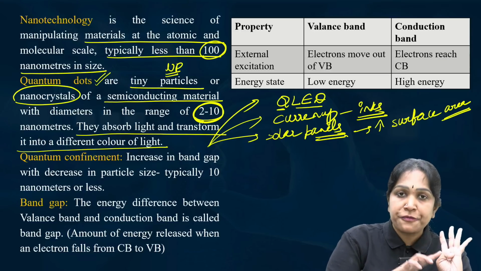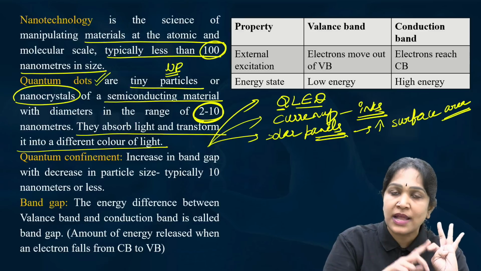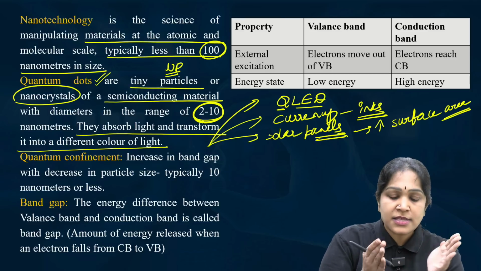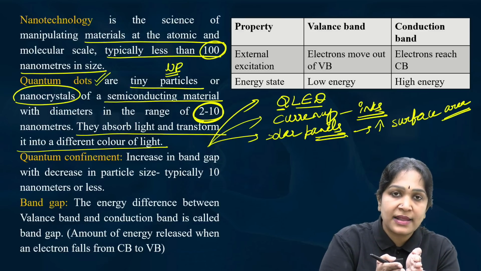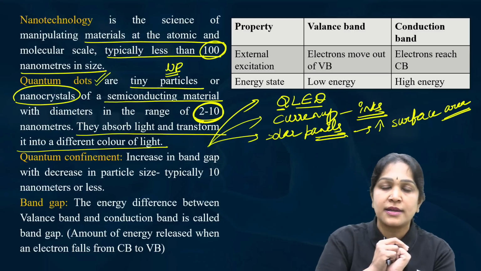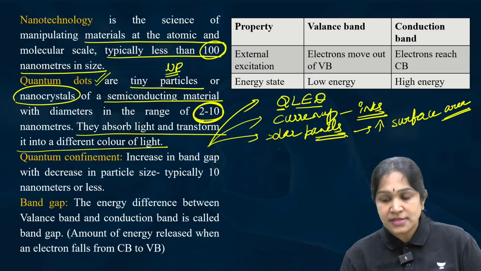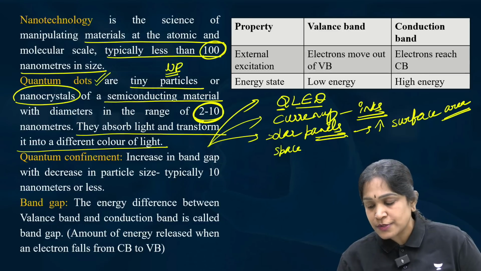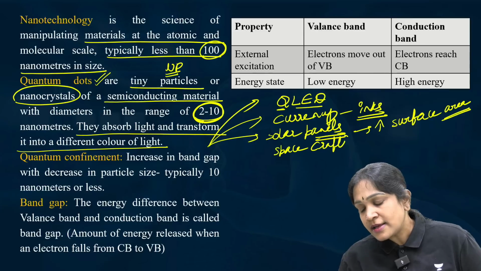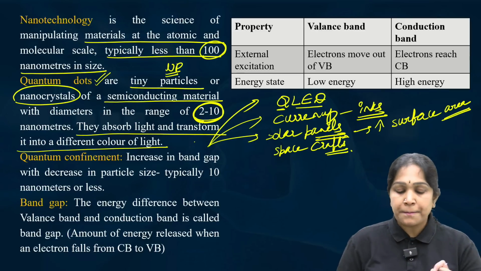So if we use nanoparticles or even quantum dots in the solar panels, a very small sized solar panel can harvest more solar energy into electrical energy. We can also use such solar panels in spacecrafts. These are a few applications of quantum dots.